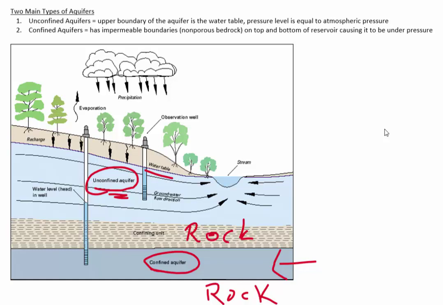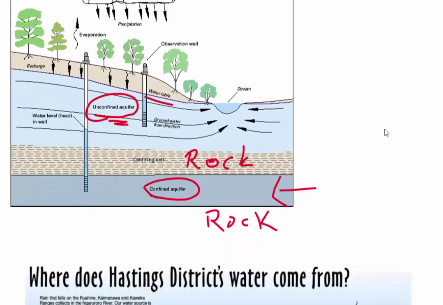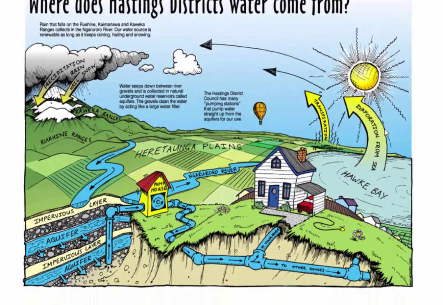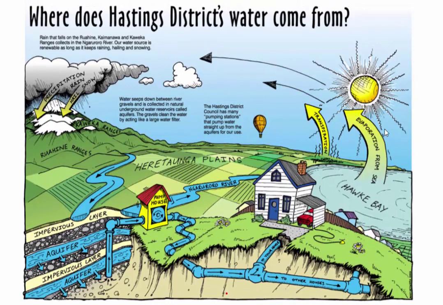Okay, now let's take a look at how humans get the water to their houses. So you can see here we have Hastings District. If you look at the diagram, hopefully you notice there are some parts to our water cycle. So right here you can see there's Hawke's Bay that represents the sea or the ocean, and water is evaporated by the sun.